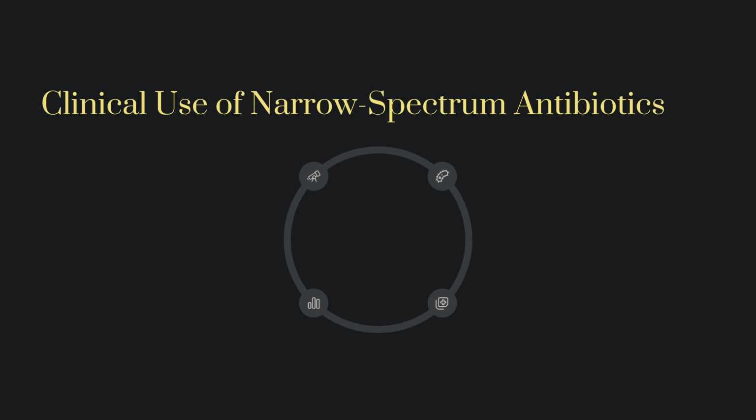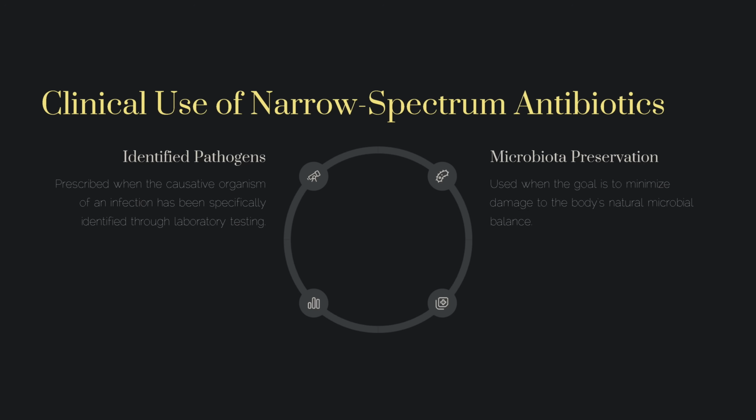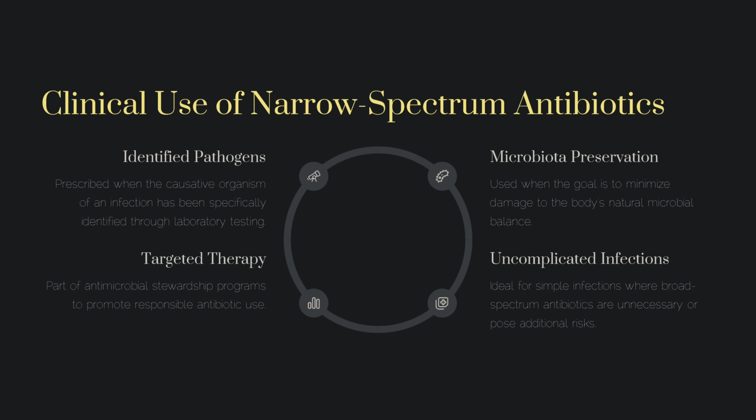Clinical use of narrow spectrum antibiotics. These are often prescribed when the causative organism of an infection has been identified, or the goal is to minimize damage to the body's normal microbiota. And third, when broad spectrum antibiotics are unnecessary or pose risks, such as in uncomplicated infections.